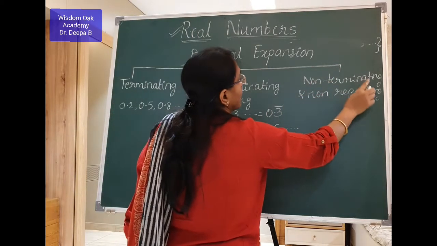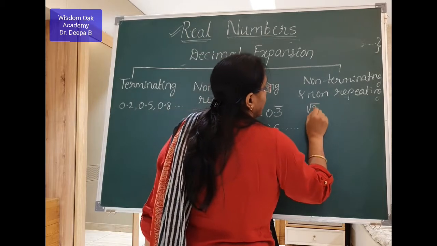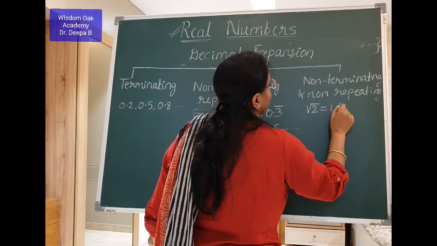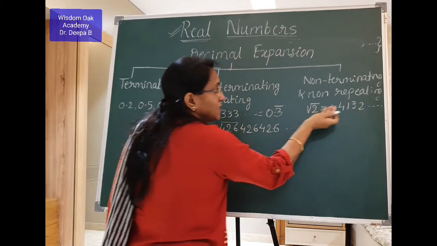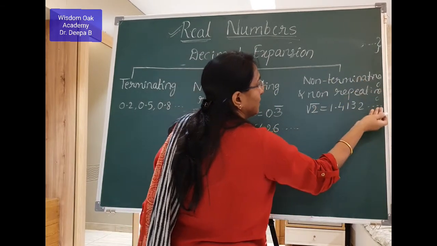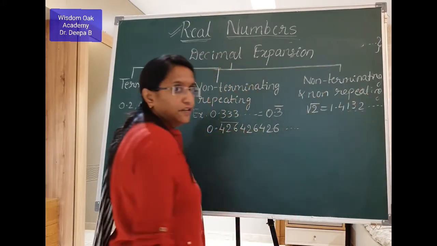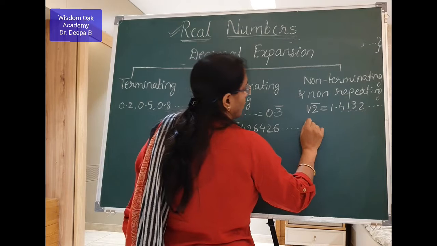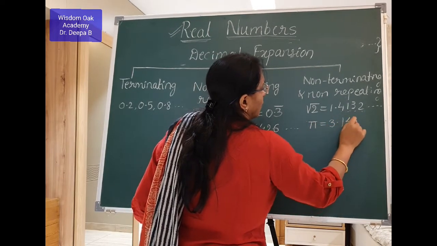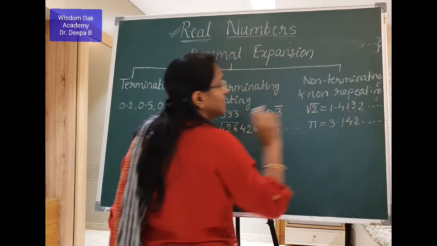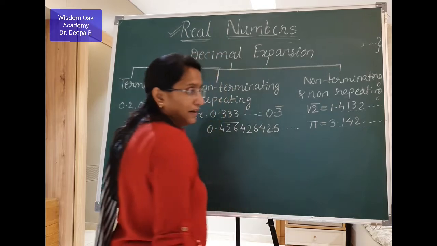Next is non-terminating and non-repeating. For example, root 2, 1.4132, and so on. Just observe this one. It is non-terminating and non-repeating. All the terms are different. So root 2 and pi, 3.142 and so on, is also non-terminating and non-repeating.